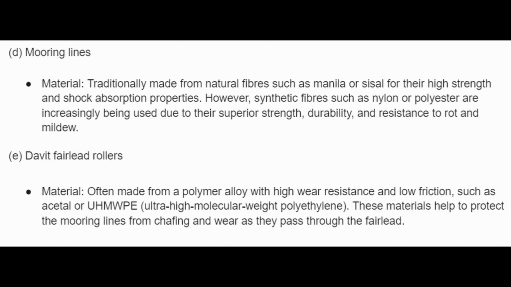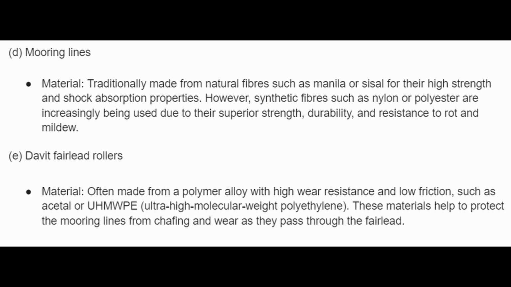Mooring lines. The material is traditionally made from natural fibers such as manila or sisal for their high strength and shock absorption properties. However, synthetic fibers such as nylon or polyester are increasingly being used due to their superior strength, durability, and resistance to rot and mildew.